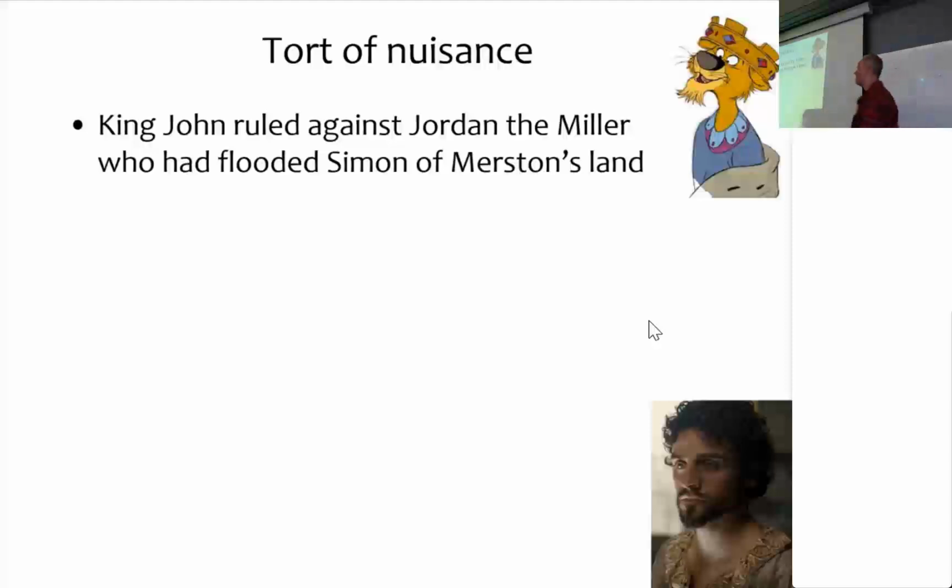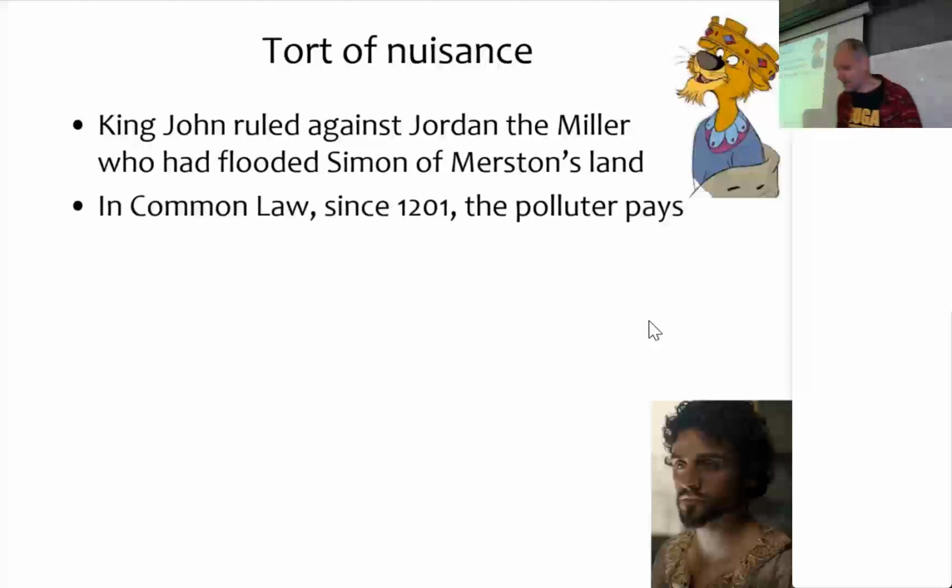So Simon of Merston was cross with his neighbor, Jordan the Miller, because the miller wanted to increase the output of his mill and therefore needed a bigger reservoir and had just flooded Simon's land, right? And Simon was obviously not pleased with this. And King John said, no, Jordan, you're not allowed to do this. This was in 1201. This is under common law.